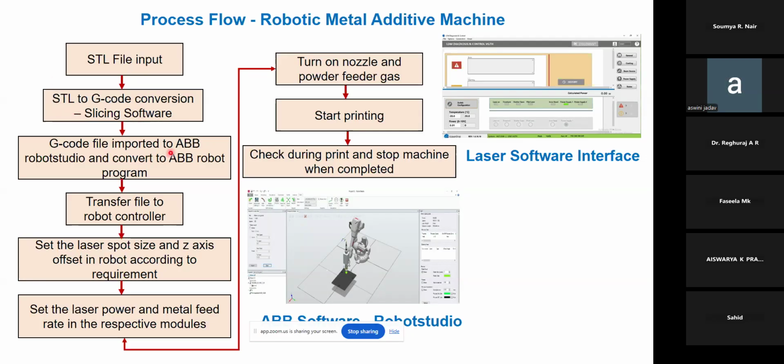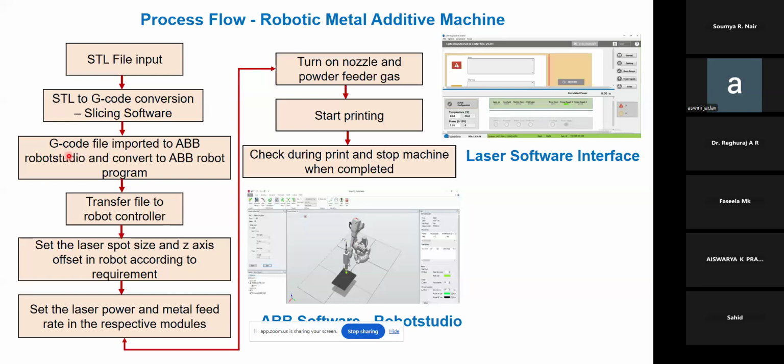Then the G code file is imported into ABB RobotStudio. RobotStudio is the proprietary ABB software, right? That will convert the conventional G code into the ABB robot program. After the conversion, you have to transfer that file to the ABB robot controller, right? And you have to give some machine specifications in the laser software interface also, like the laser power and the speed of the laser scanning. These things you have to mention in the laser software interface.